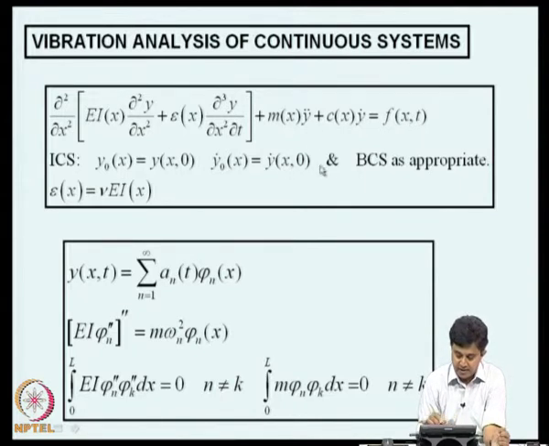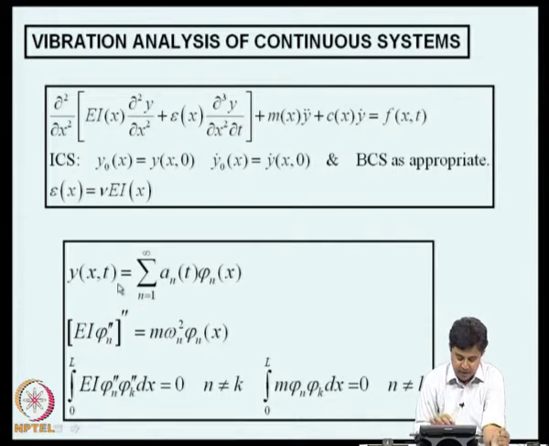These are the initial conditions, and boundary conditions as appropriate have to be specified. And we assume that this epsilon of x is proportional to the flexural rigidity, so that this damping term will be proportional to the stiffness of the system.